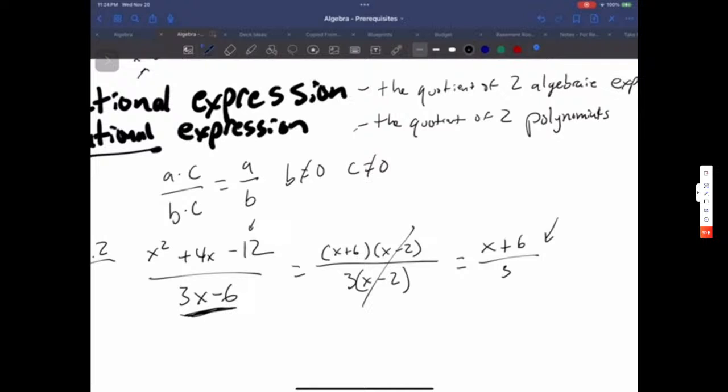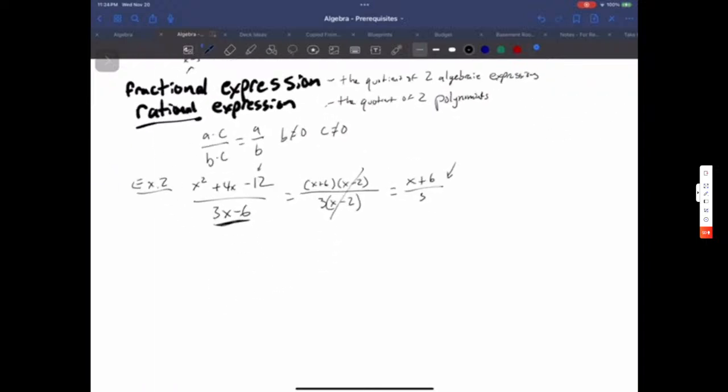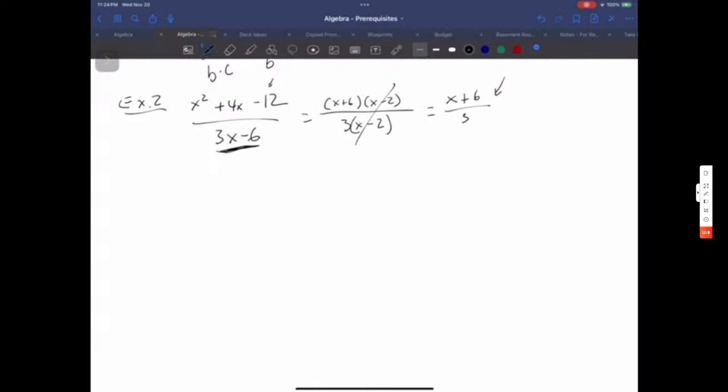But yes, it is mathematically correct. So let's look at a couple of other ones. I'm going to leave that example in there because I'm definitely going to do that one for the slides.